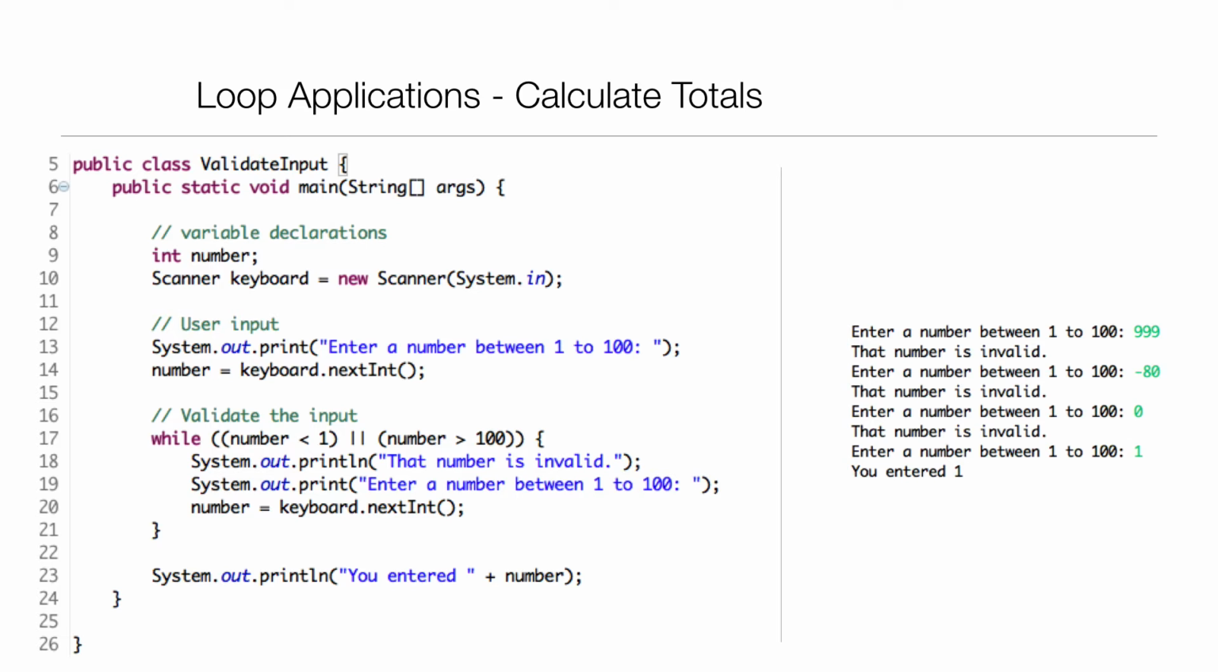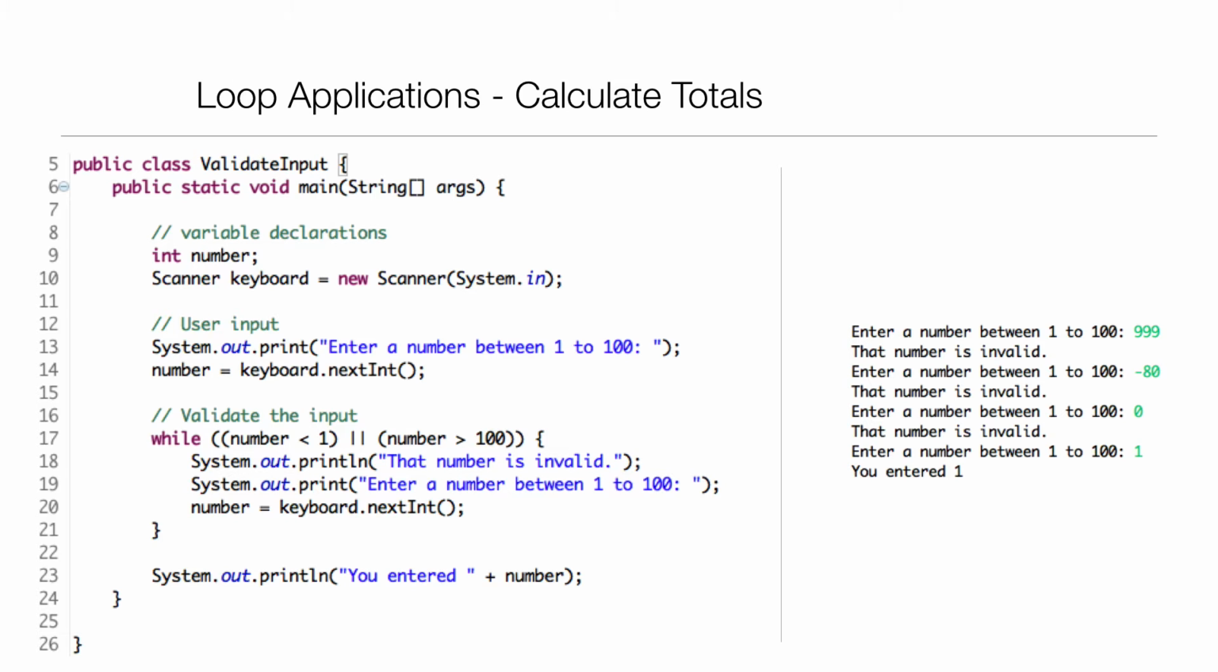Alright, so here's an example of a loop. This code, similar to the flowchart we saw a few slides ago, validates input from a user. Using a loop for validating input is a really common thing, because you want to keep prompting the user for the correct information until they enter it. We're setting up two variables on lines 9 and 10, an integer called number and a scanner for the system. Nothing new or exciting there.